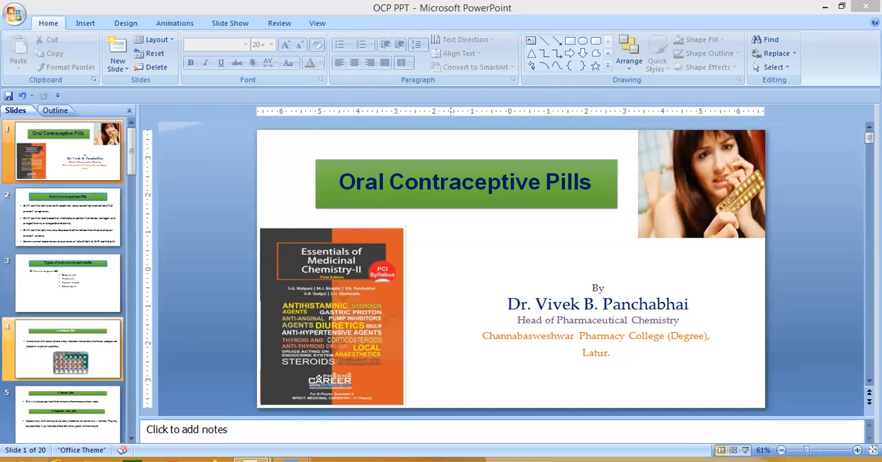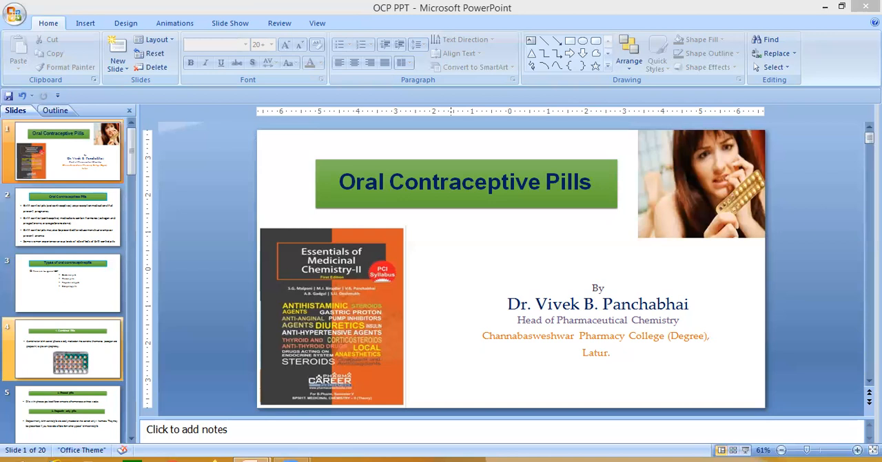Now, there are four different types of oral contraceptive pills. First is combined pills, a combination of more than one hormone present in the pills. Then phased pills, progestin only pills, and emergency contraceptive pills. These are the four types of oral contraceptive pills.